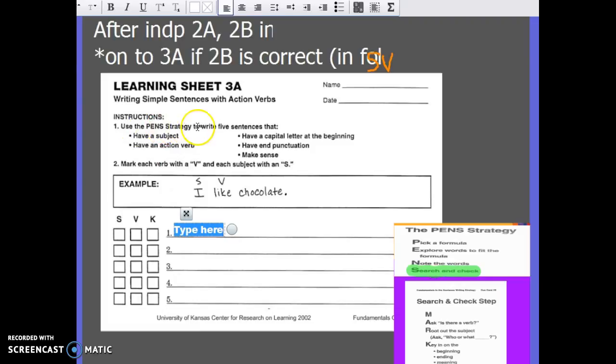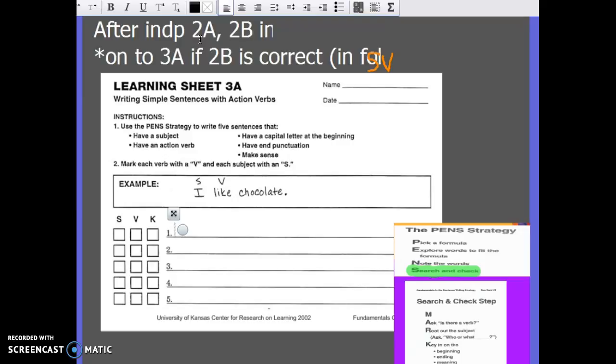We need to use the PEN strategy to write sentences. So the first one is P, pick a formula. I'm using SV. Okay, explore the words. What words could I use for the subject? I think I'm going to use Cruise. Cruise is going to be my subject. And what do I want him to do for my verb? I might say Cruise is swimming across the lake.